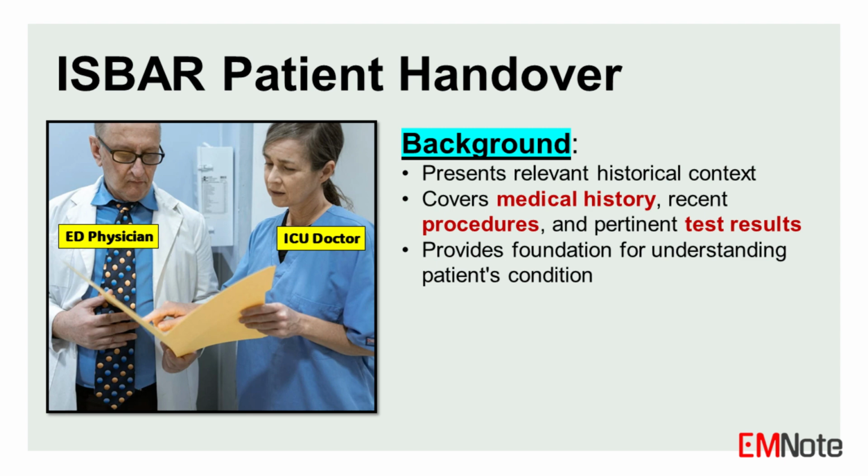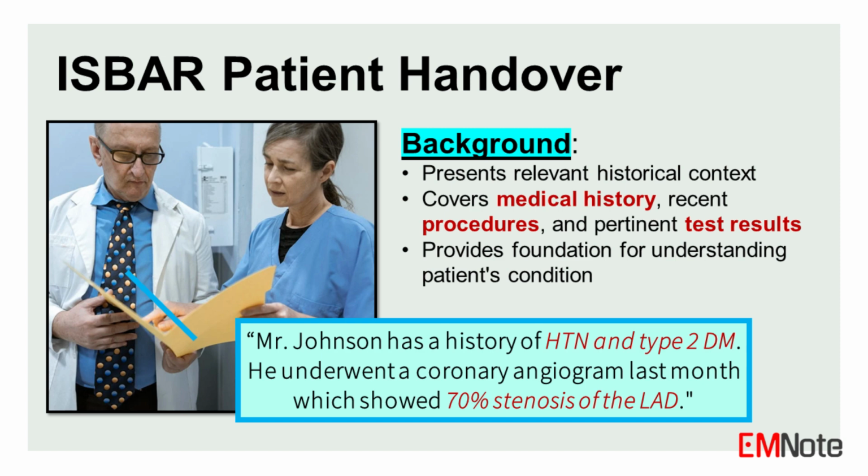Background. Background information provides relevant historical context. This may encompass the patient's medical history, recent procedures, or pertinent test results. For example, Mr. Johnson has a history of hypertension and type 2 diabetes. He underwent a coronary angiogram last month which showed 70% stenosis of the left anterior descending artery.